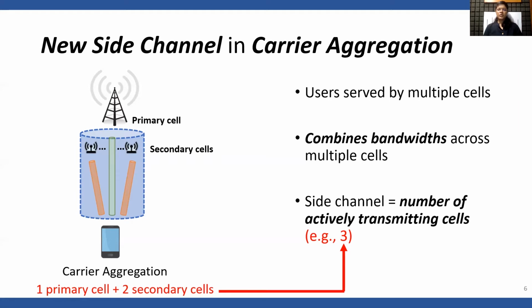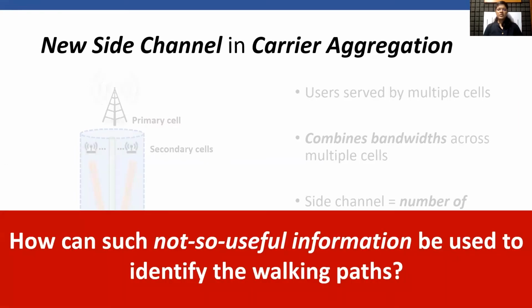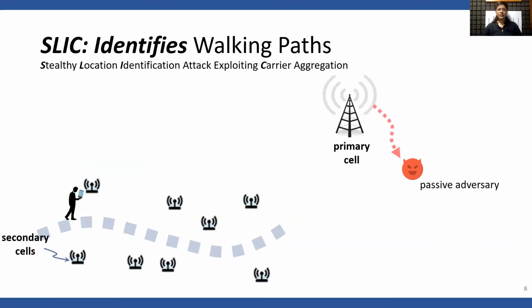secondary cell. So the next obvious question is, how can such seemingly not so useful information be used to identify the walking path? We introduce SLIC, which is a stealthy location identification attack exploiting carrier aggregation, and show that SLIC identifies a walking path using the side channel. I'll now illustrate how SLIC does this.